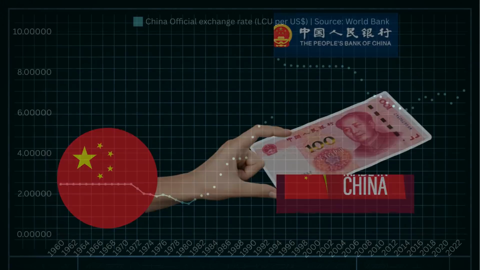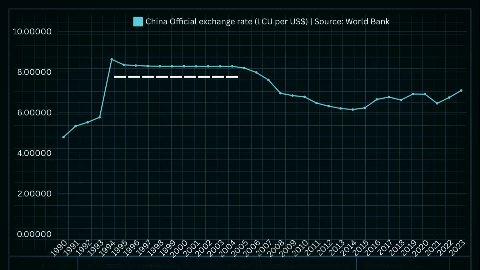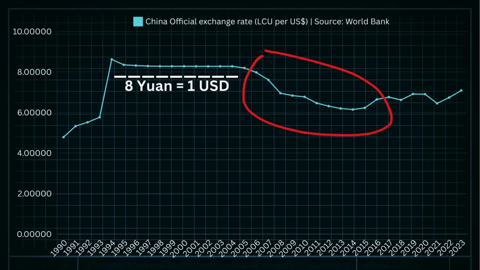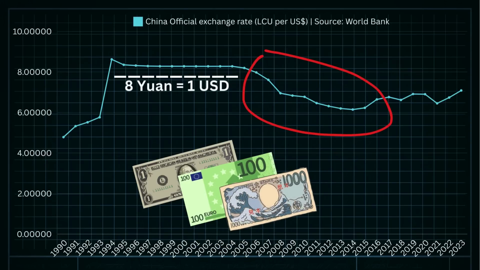Here's the official exchange rate, data that was published by the World Bank on China's currency to the US dollar. As you can see, from 1995 to 2005, China has traded at 8 yuan to the dollar. It was only after 2005 that we saw the shift to a more flexible exchange rate policy. The yuan was allowed to fluctuate within a narrow band against a basket of currencies, primarily the US dollar, euro, Japanese yen, and others. Since then, the Chinese government has gradually allowed more market influence, but the central bank still intervenes when it deems necessary to maintain stability.